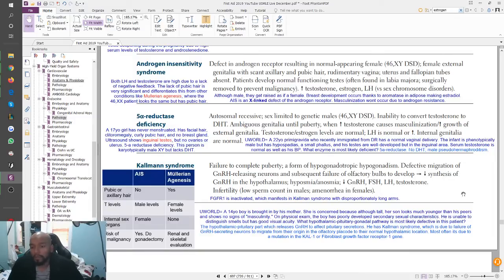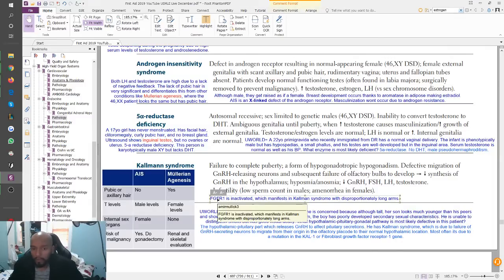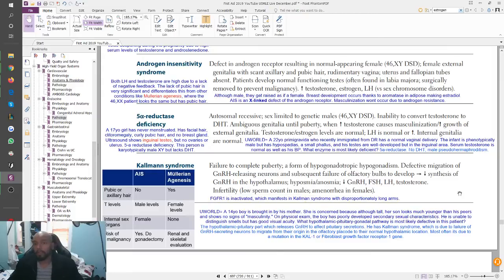Right? He has Kallmann syndrome, which is due to a failure of GnRH secreting neurons to migrate from their origin in the olfactory placode to their normal hypothalamic location. Most often, it's due to a mutation in the KAL1 or fibroblast growth factor receptor 1 gene. And that's what I put here, the FGFR1 gene. Right? When that gene gets inactivated, it affects the growth of your arms too. So the phenotypic presentation is always given in these questions, and they're going to try to throw in as much extra stuff as they can to confuse you. So be ready for that.